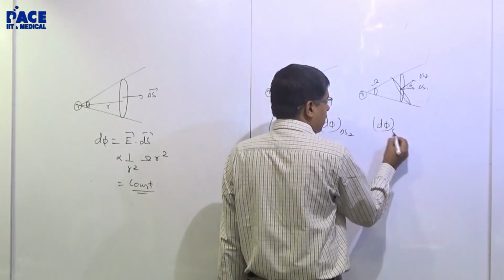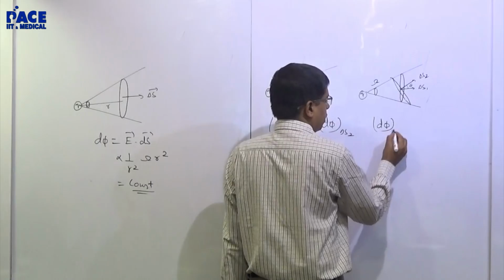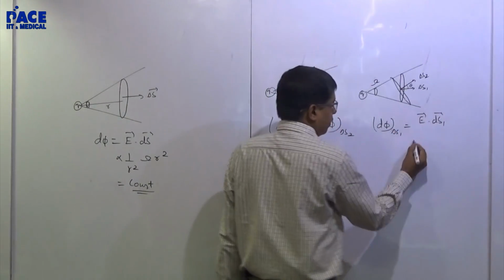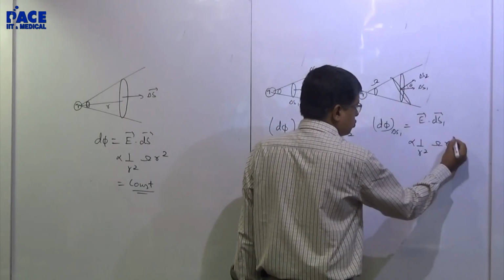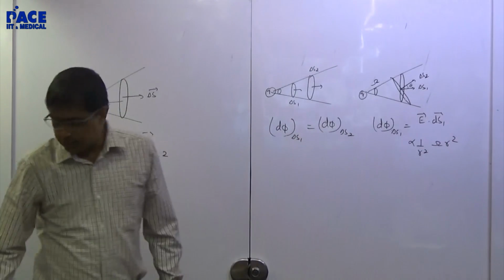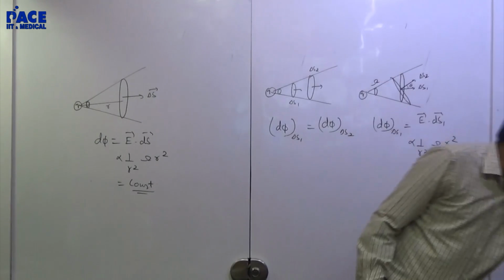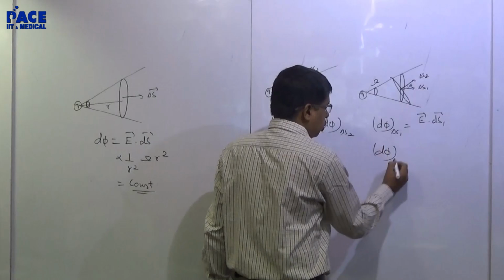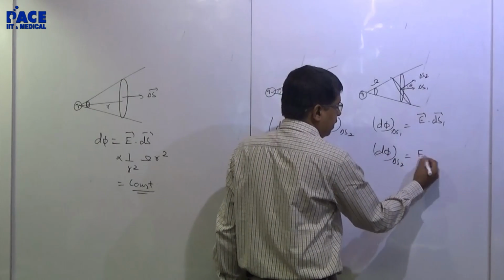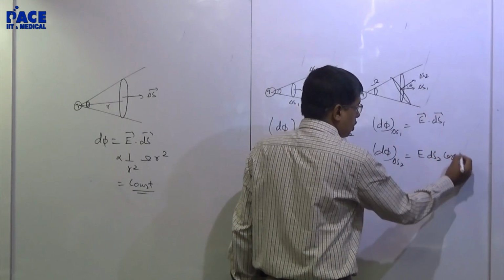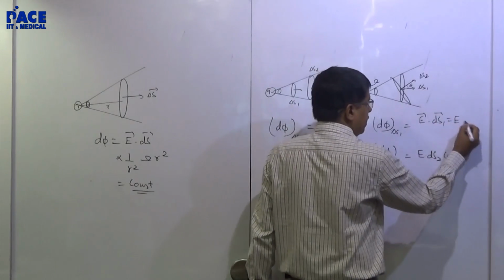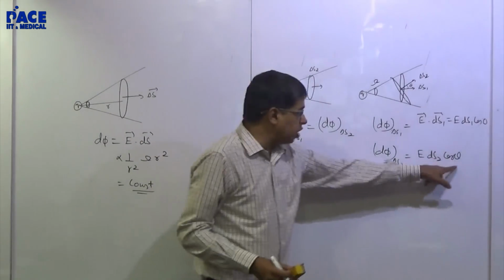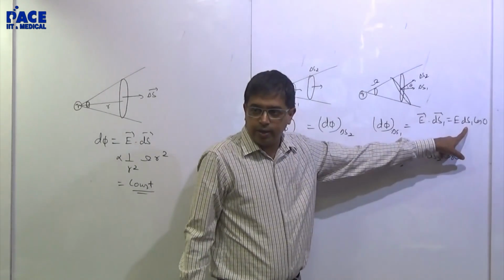Flux through delta S1 will be equal to E dot dS1. This is 1 by r square times solid angle into r square. Rather, solid angle subtended will be the same. Flux through delta S2 will be E dS2 cos theta. This will be E dS1 cos 0. dS2 cos theta will be equal to dS1.